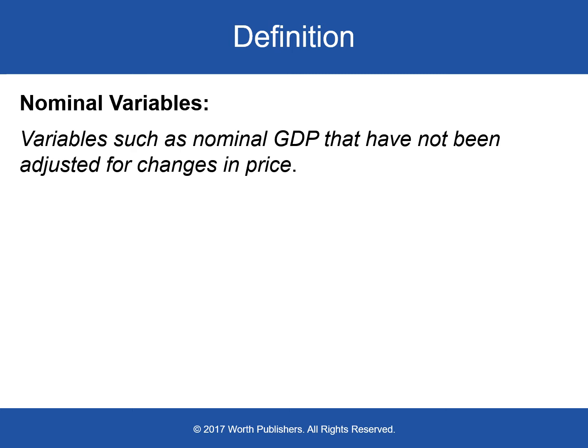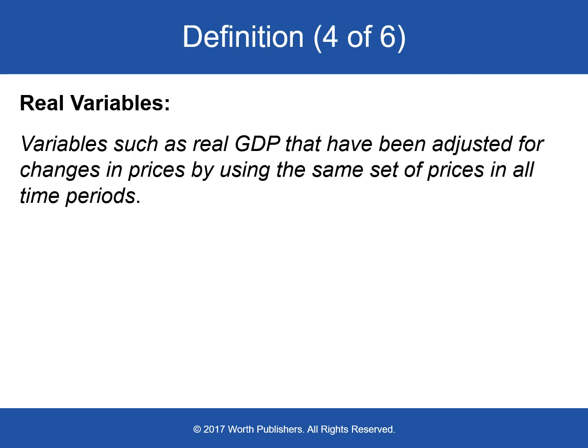The concept of a nominal variable applies to all kinds of variables in economics. A nominal variable is a variable such as nominal GDP that has not been adjusted for changes in prices. And if you have a variable like real GDP that has been adjusted for changes in prices by using the same set of prices in all time periods, we call that a real variable. A real variable is one where the inflation effect is not an issue.